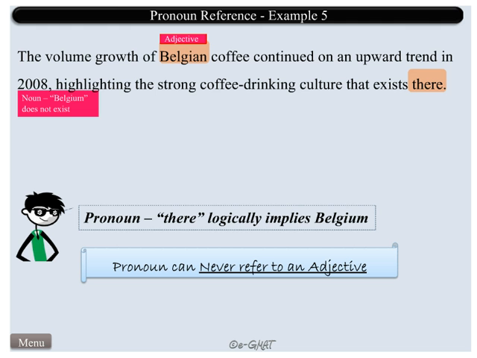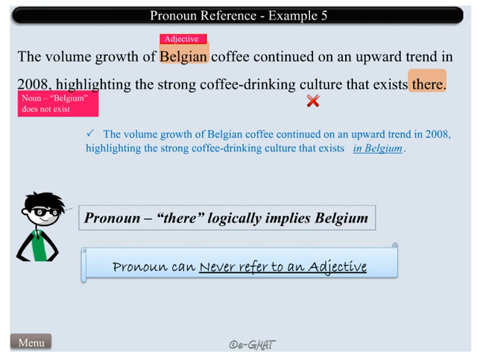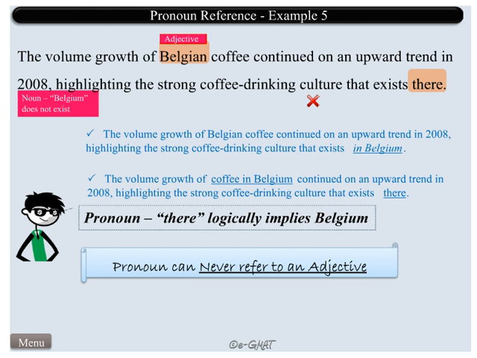Now, one of the ways to correct this sentence is to delete the pronoun altogether and replace it with in Belgium. Or the pronoun there could be retained and the sentence could be reworded to include the word Belgium as the noun. The volume growth of coffee in Belgium continued on an upward trend in 2008, highlighting the strong coffee drinking culture that exists there.